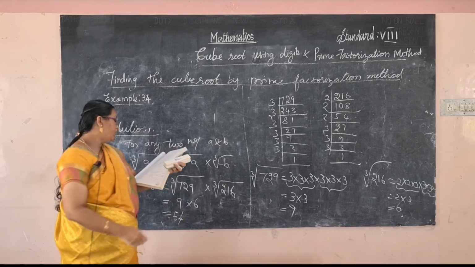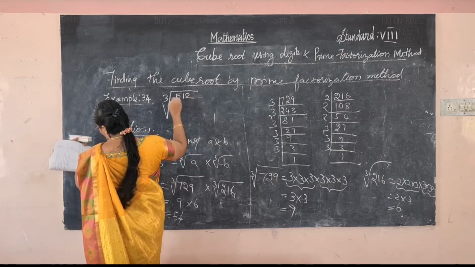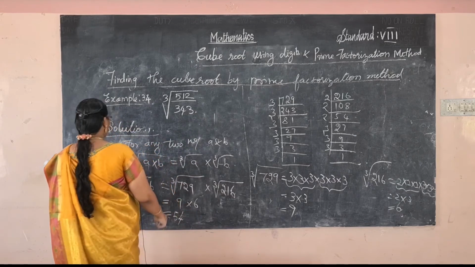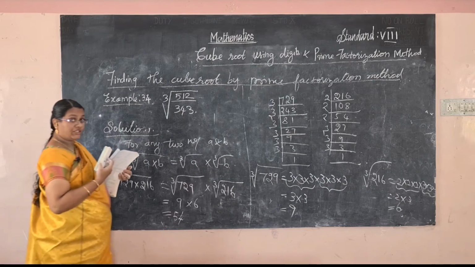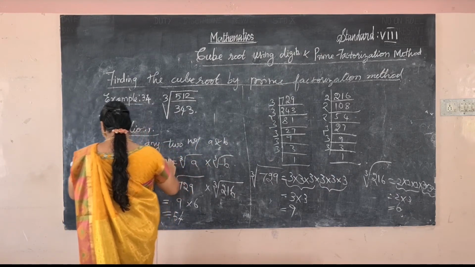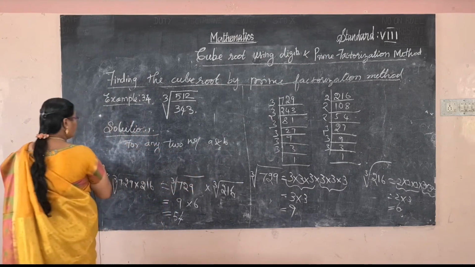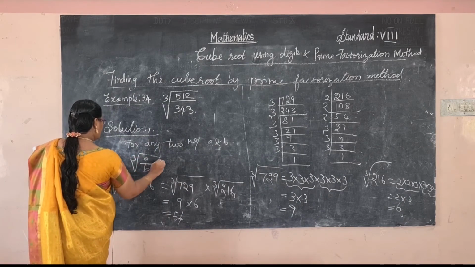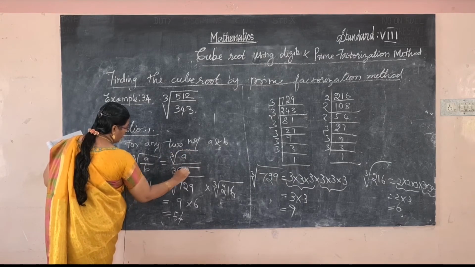Find the value of the cube root of 512 by 343. Solution. The first one is a given product; the next one is a given fraction, that is, a rational number. So for any two numbers a and b, what is the formula? The cube root of a by b is equal to the cube root of a divided by the cube root of b.